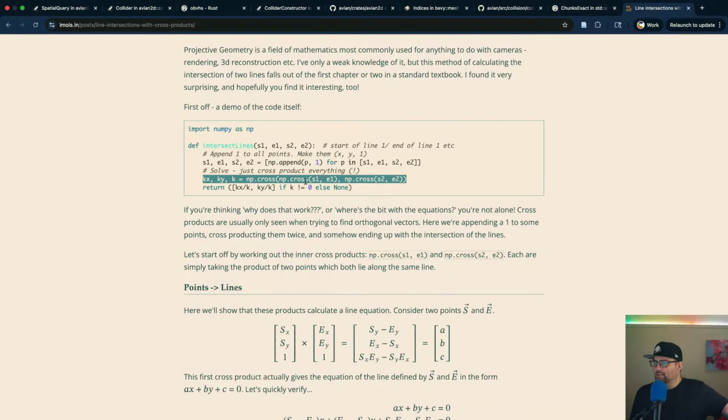Cross product itself with the other one for itself. And then kx over k is the only part here that I don't understand. Because if we cross product the line, we get basically a line pointing out of the screen, right? And then if we cross that again, we should get the new line.